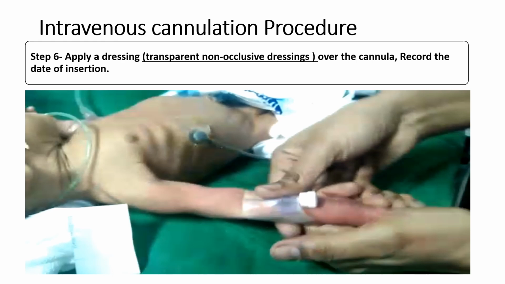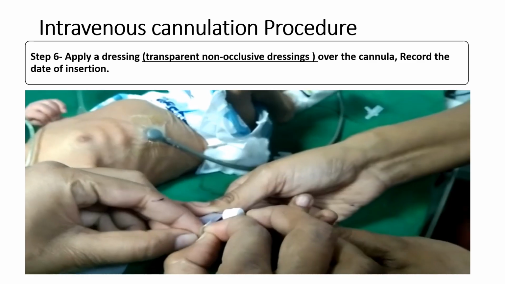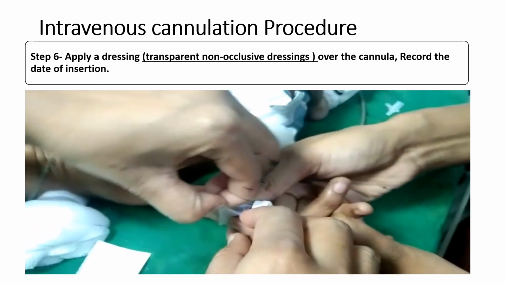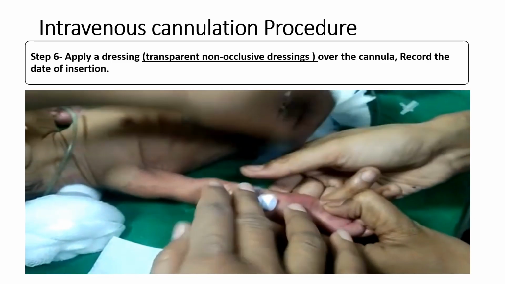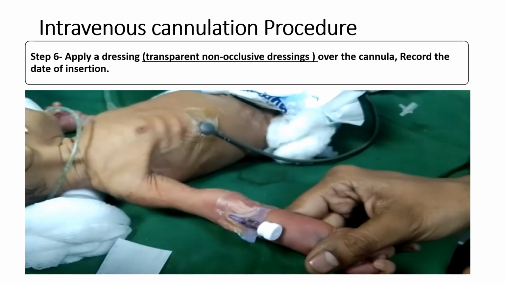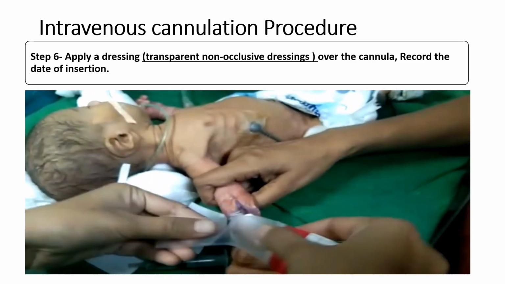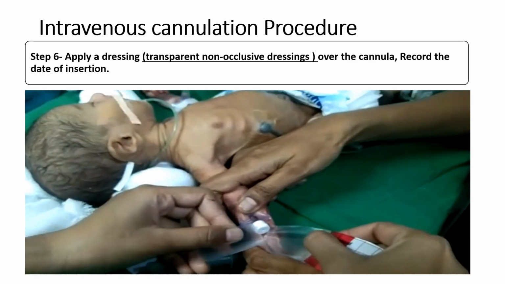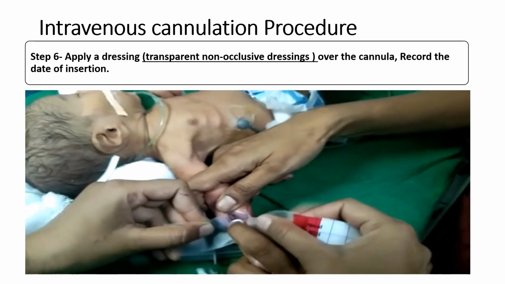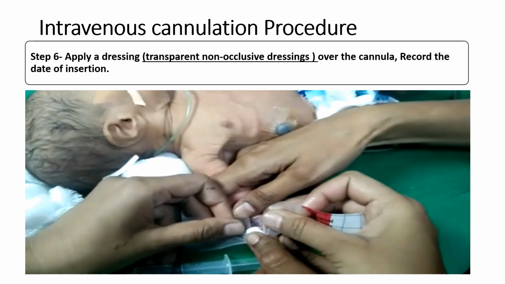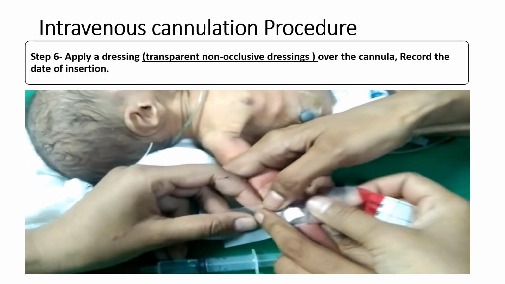The dressing should be transparent and non-occlusive over the cannula. Also we have to record the date of insertion. Here you can see this is a Tegaderm transparent dressing. If the patient has any swelling, it will be visible through the transparent dressing. First we keep the dressing over the cannula, and then we should also fix both the wings. In this video you can see.